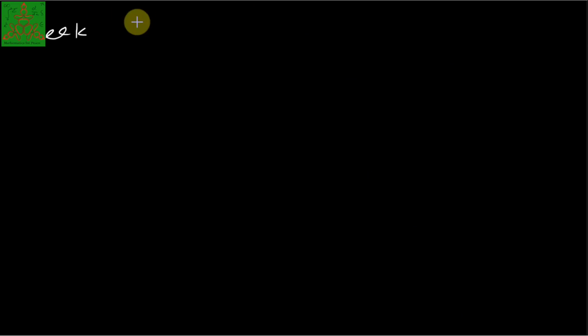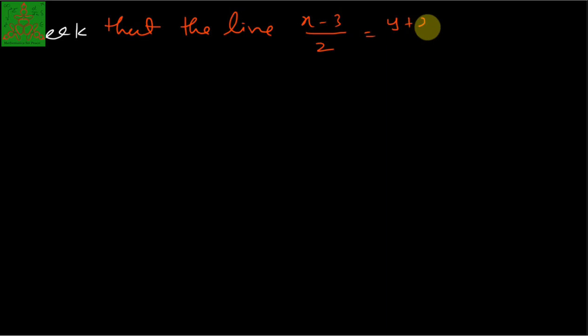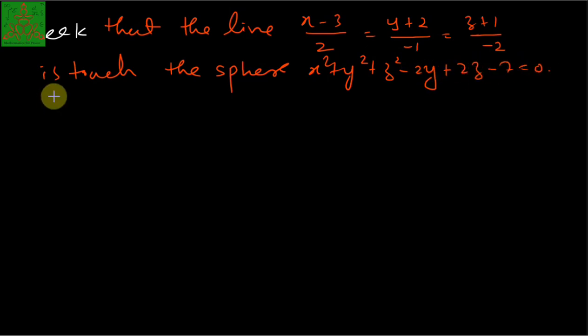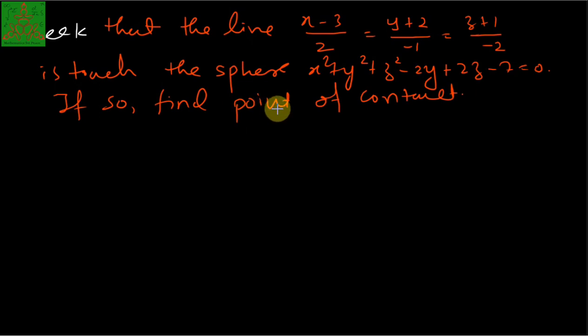Check that the line (x minus 3) upon 2, equal to (y plus 2) upon minus 1, equal to (z plus 1) upon minus 2 touches the sphere x square plus y square plus z square minus 2y plus 2z minus 7 equal to 0. If so, find the point of contact. Same concept as we have discussed in the previous example, we have to do the same thing.